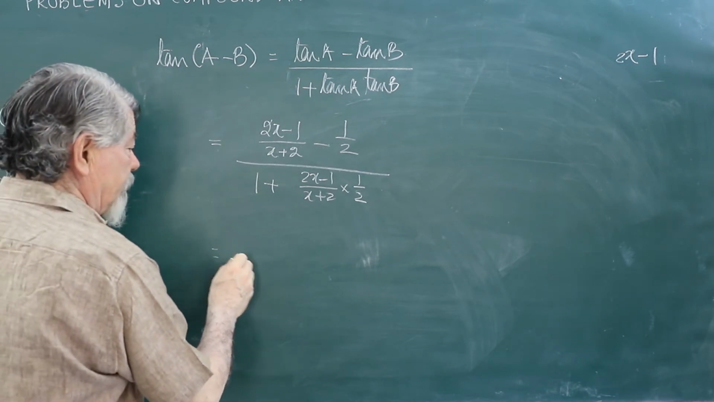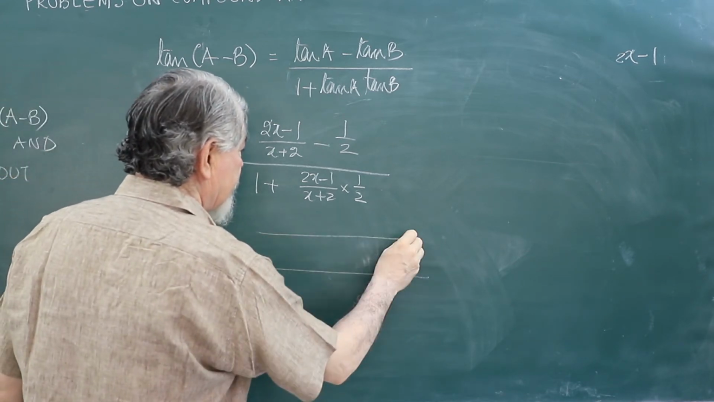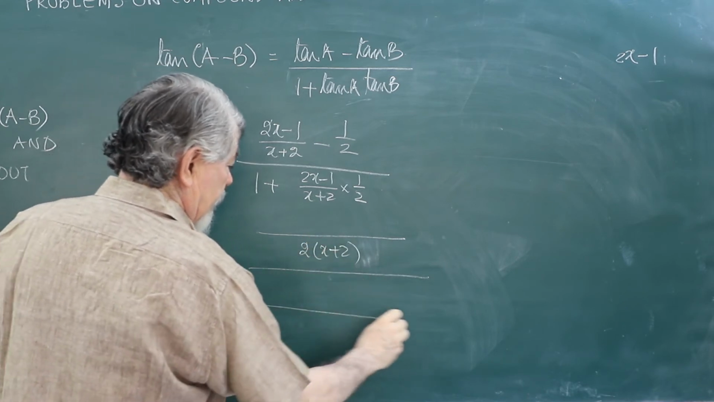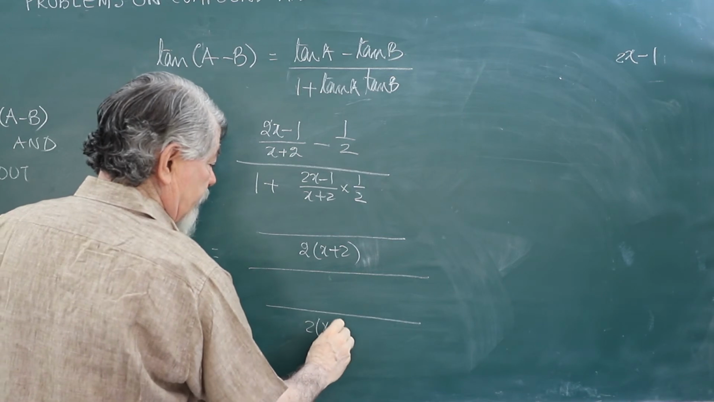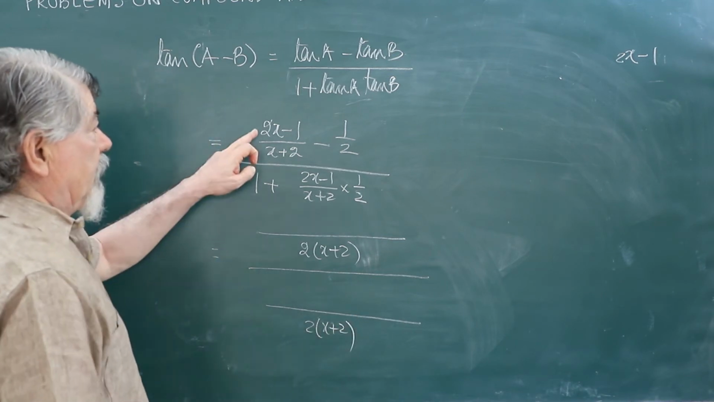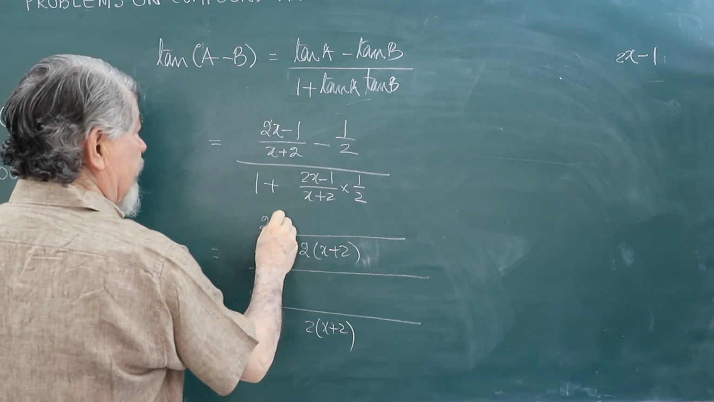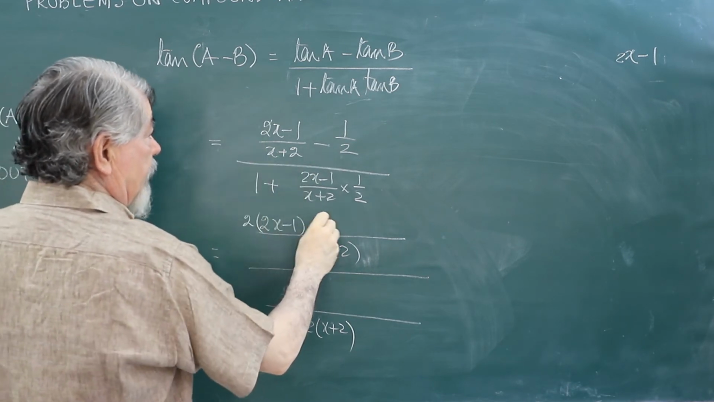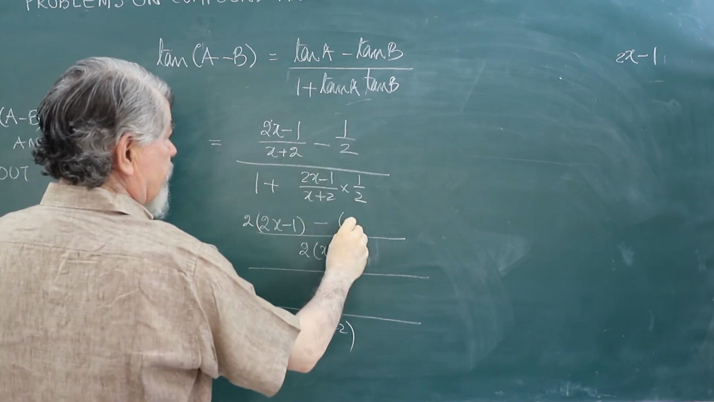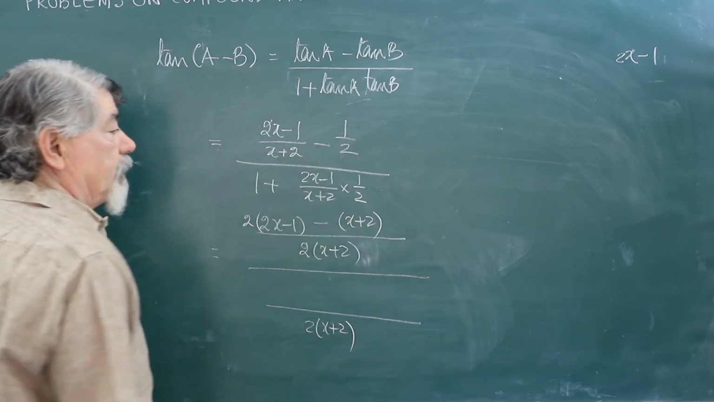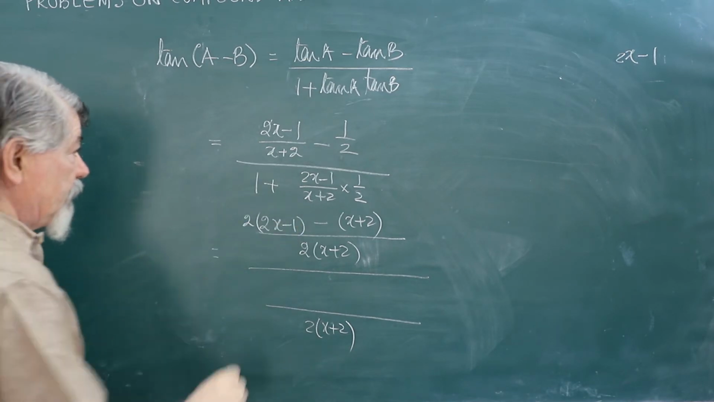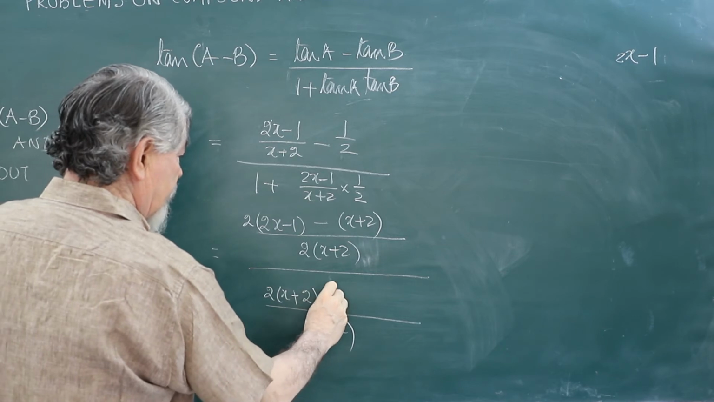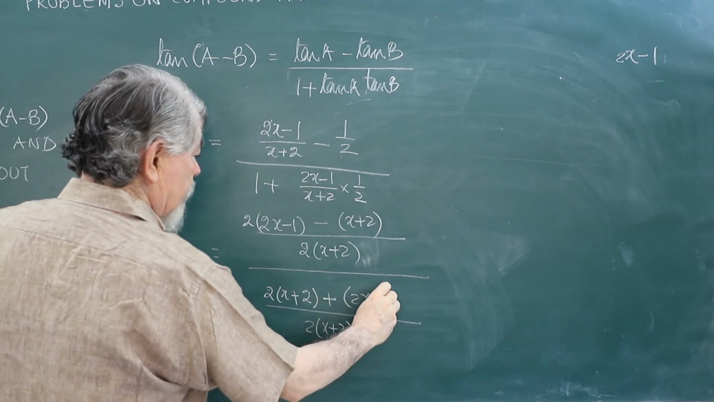Let's take the LCM in numerator as well as denominator. Same LCM will come. 2 into (x plus 2) will come here and 2 into (x plus 2) will come here. It will become (2x minus 1) into 2 minus (x plus 2). Similarly here, what will it become? 2 into (x plus 2) and plus (2x minus 1).